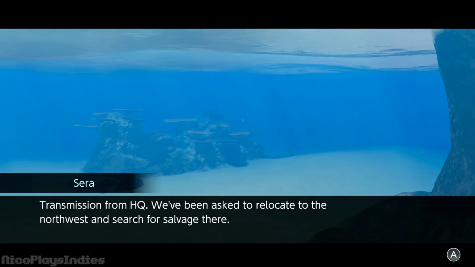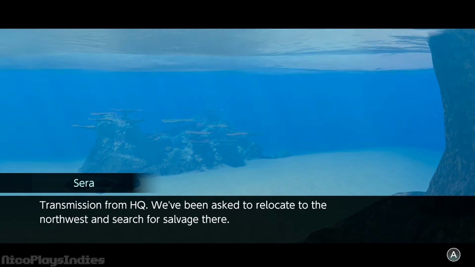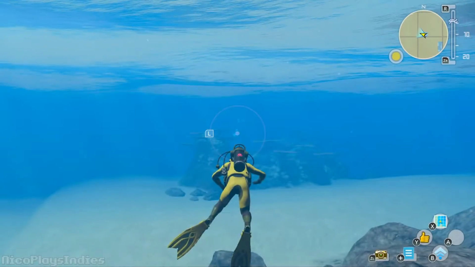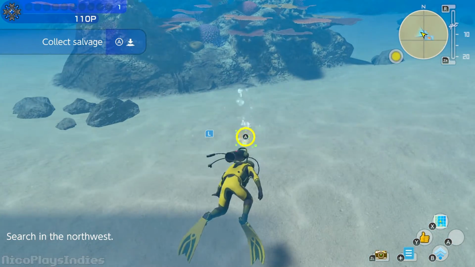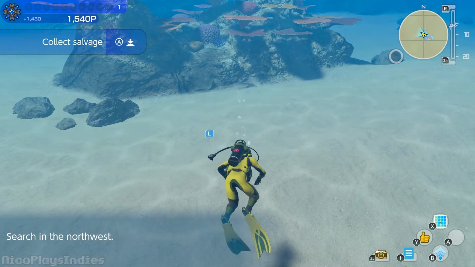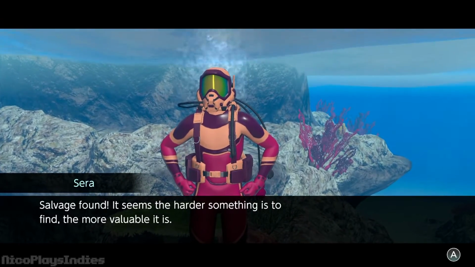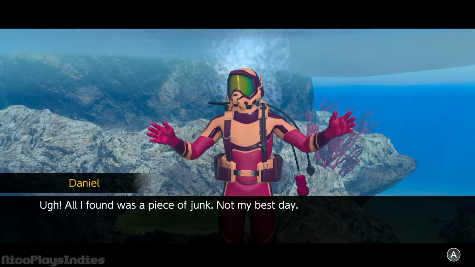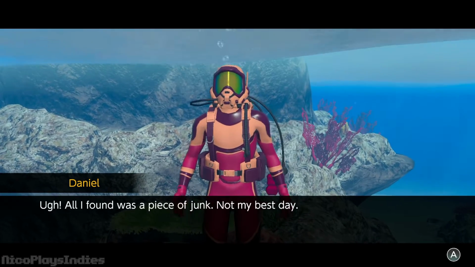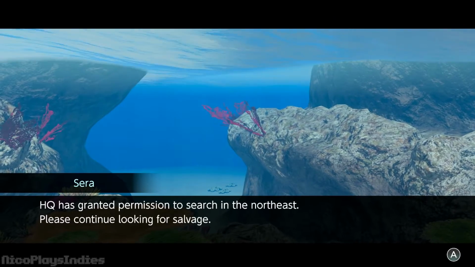Transmission from HQ. We've been asked to relocate to the northwest and search for salvage there. Salvage found. It seems the harder something is to find, the more valuable it is. HQ has granted permission to search in the northeast. Please continue looking for salvage.